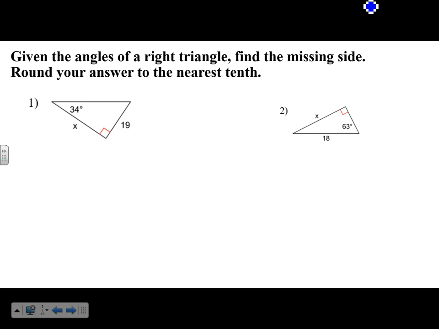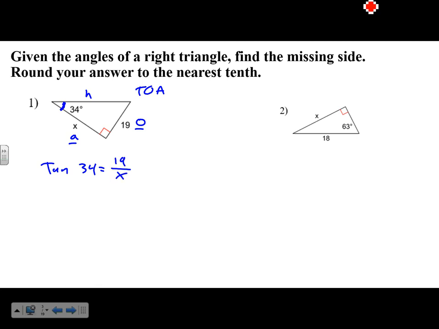So, given the angles of the right triangle, find the missing side, round your answers to the nearest tenth. This should be just a quick review over some of the other trig functions. They give us this angle here is 34. So this side is your opposite, this side is your adjacent, and your hypotenuse is up here, but we don't use that at all. So that's TOA, so we use the tangent. Tangent of 34 is equal to the opposite over the adjacent, so it's equal to the opposite, 19, over the adjacent.